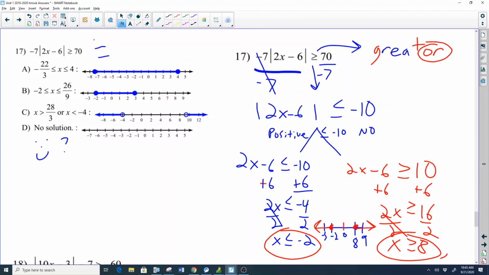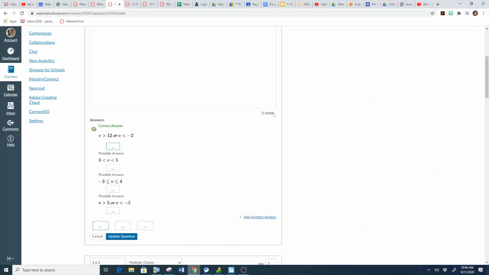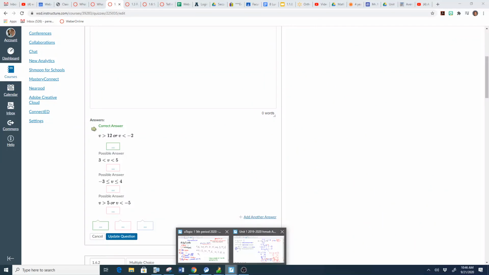But the problem is, when you plug these in, for example, if we plug in a negative 2, go back to the original, plug in a negative 2 in there. Negative 2 times 2 is a negative 4, and negative 4 minus 6 is a negative 10. The absolute value of negative 10 is a positive 10, but then you have to multiply it by that negative 7, and you get a negative 70, which is not greater than or equal to 70. And if you do the same thing, plug in an 8 or a 9, you'll get a negative number that's not greater than or equal to 70. So 17 is no solution. No solution for number 17. So go ahead and put that on there.